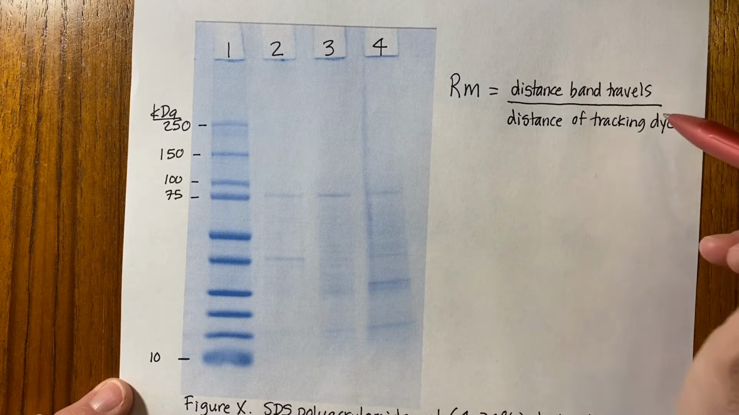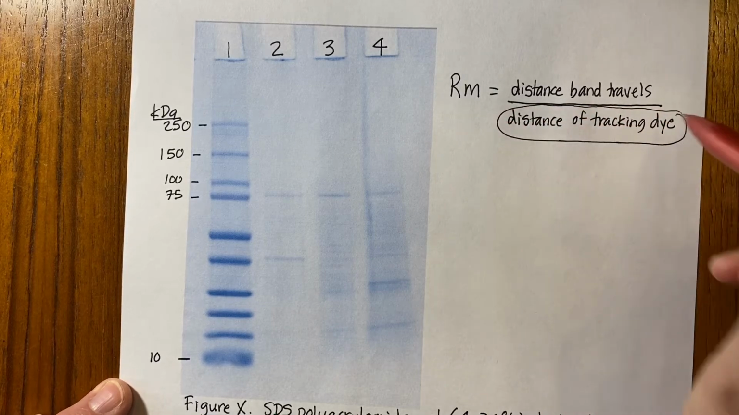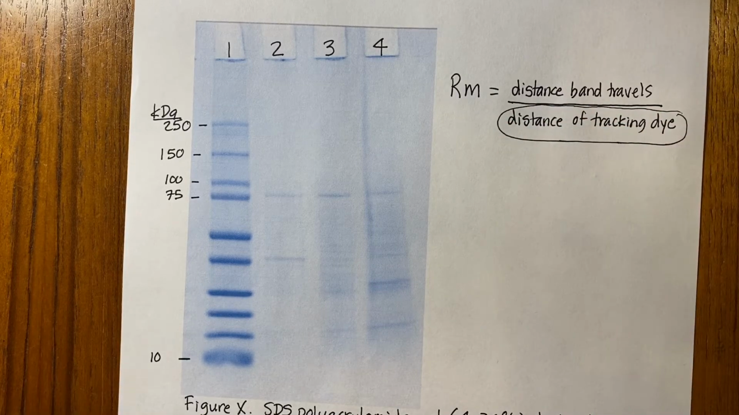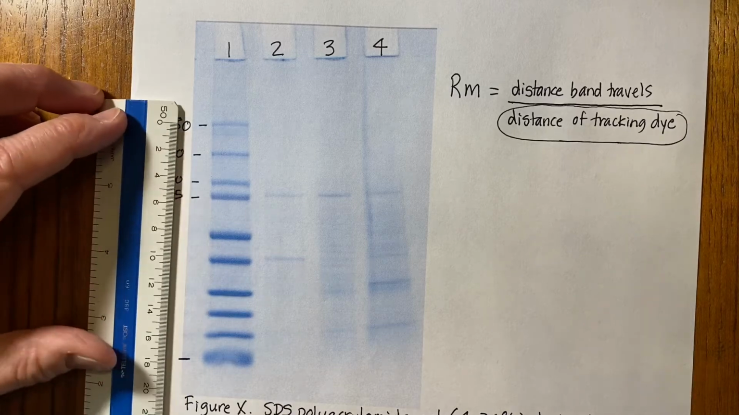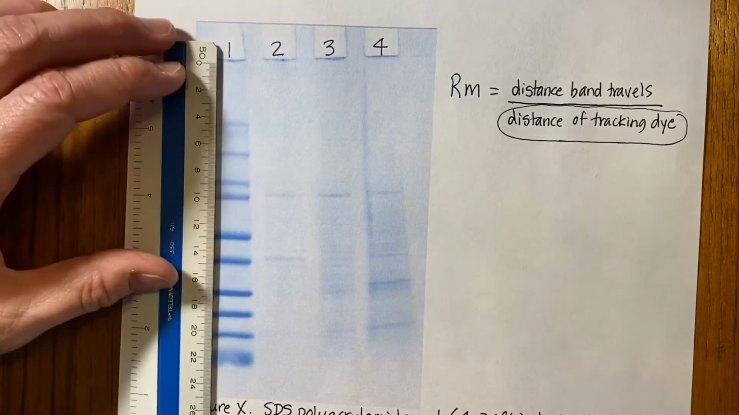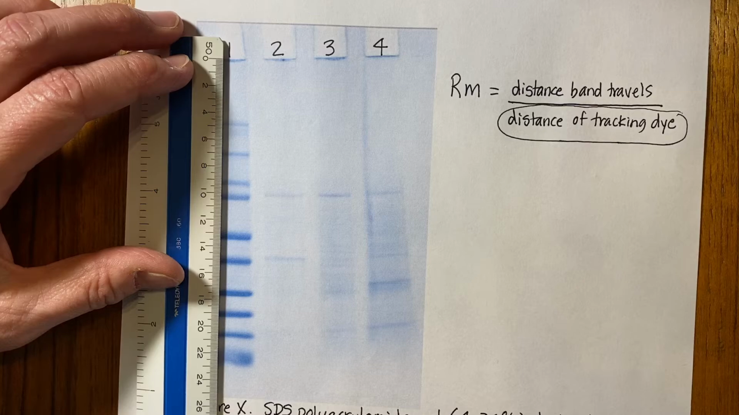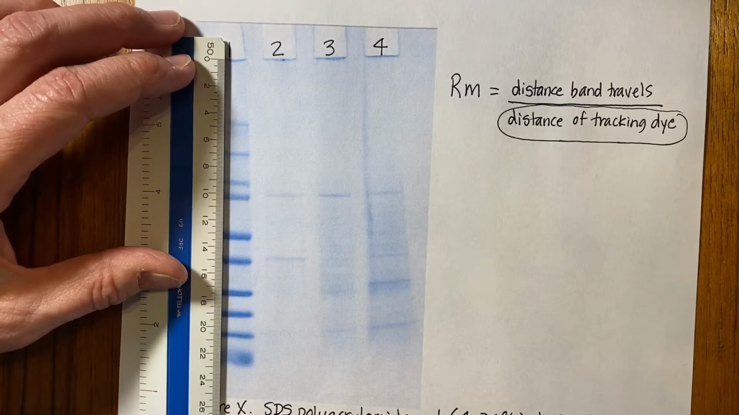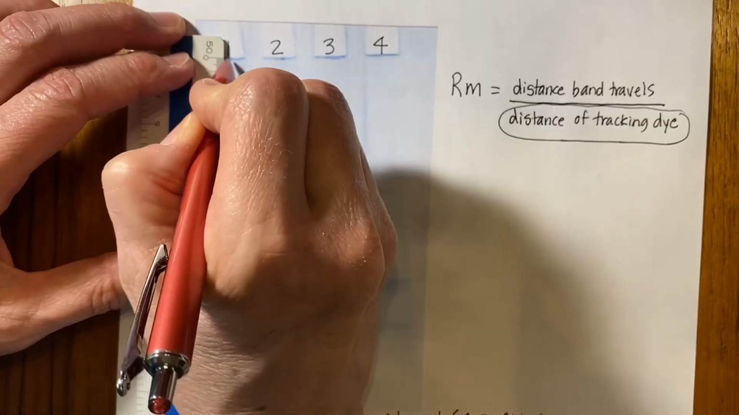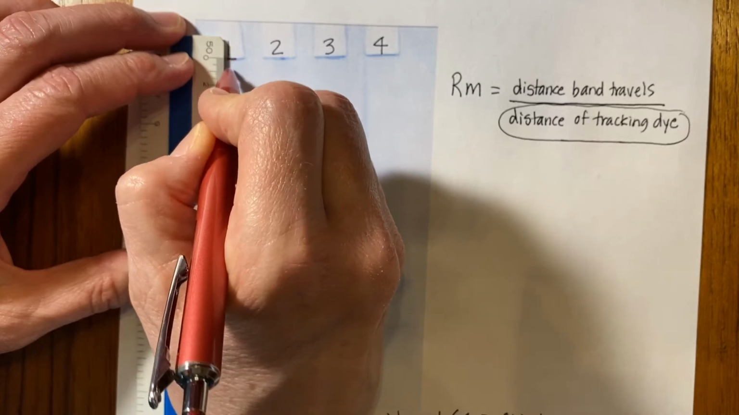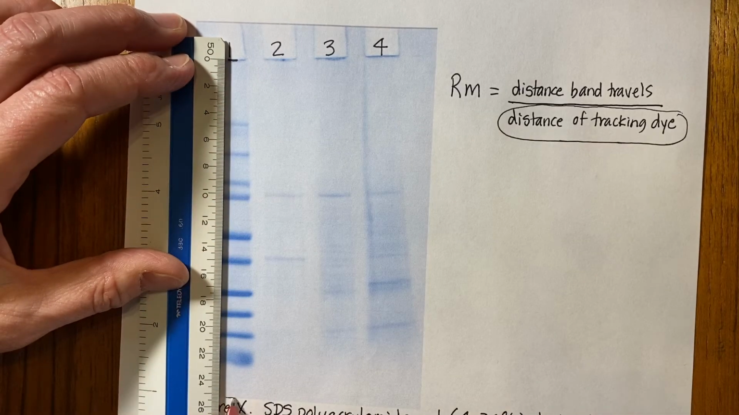So for our denominator, we're going to use the distance of the gel, the whole gel. So you measure from the top of the gel, and on the top of the gel you use the bottom of the well as your measurement. So we're going to measure from here, and we're going to measure all the way down to the bottom of the picture instead of the tracking dye.